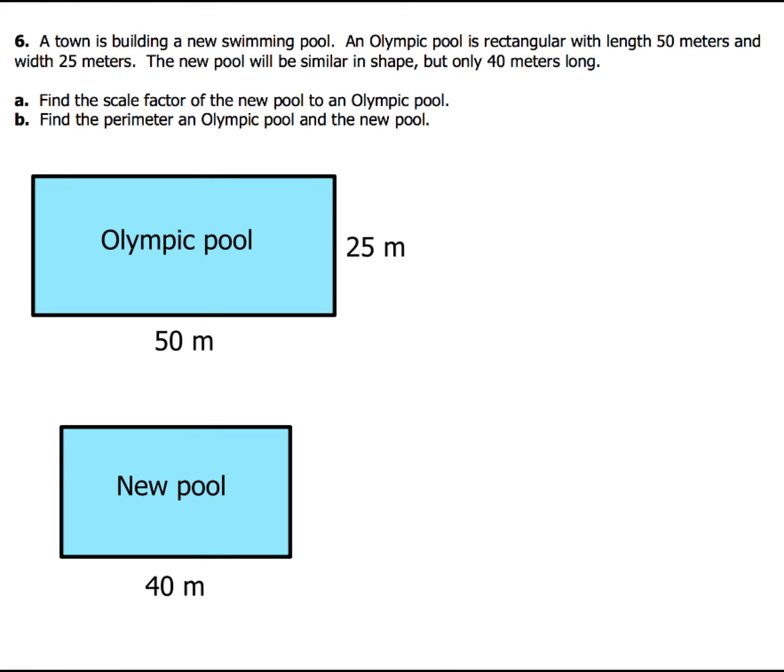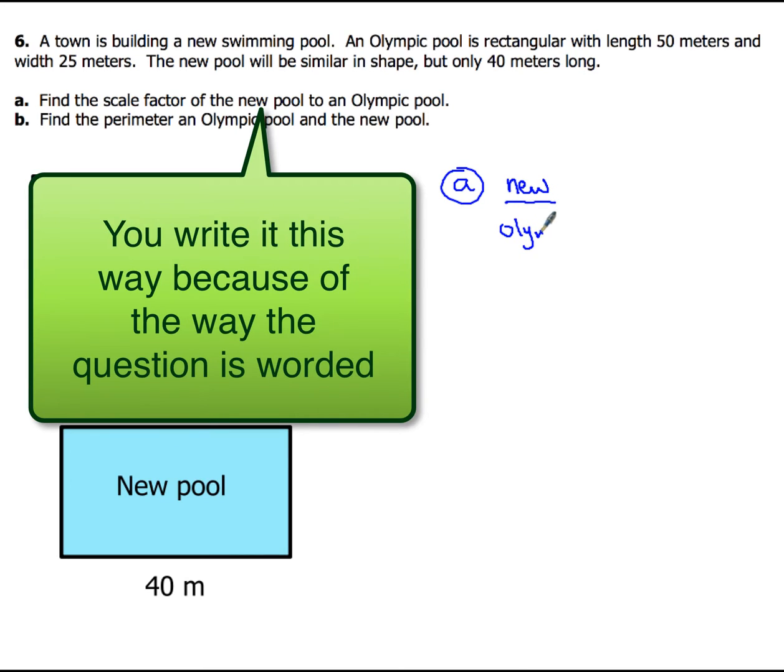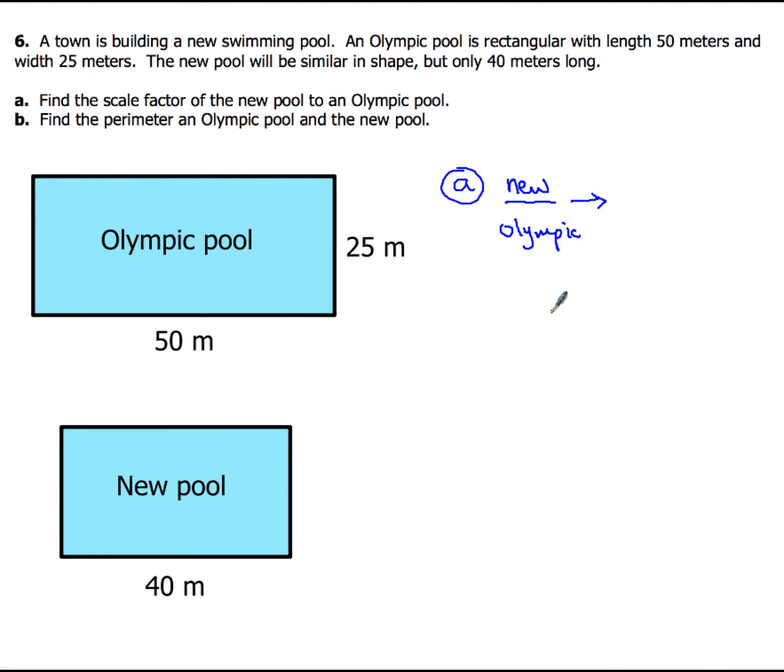Now, to get after part A, we're going to find the scale factor of the new pool to the Olympic pool. One of the things I like to do, just to make sure I don't mess it up, is I like to write my fraction new and then Olympic. That way I make sure when I put my numbers in, that I put them in the correct order. So the new pool, now what I want to do is look at the dimensions here.